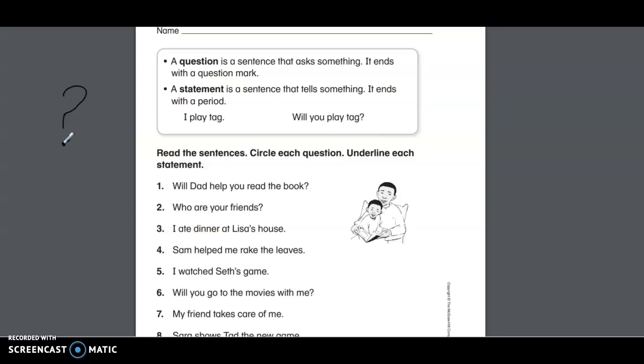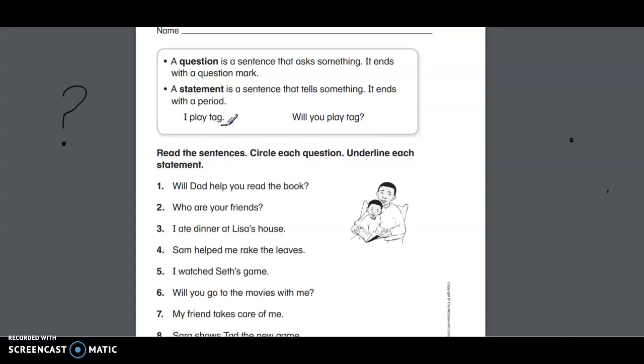Okay. And then a statement, what we kind of did yesterday, which was a sentence that just tells you something, ends with a period. Okay? So, two examples. I play tag. Am I asking you something or am I just telling you something? I'm just telling you, right? And so since I'm just telling you, it ends with a period.